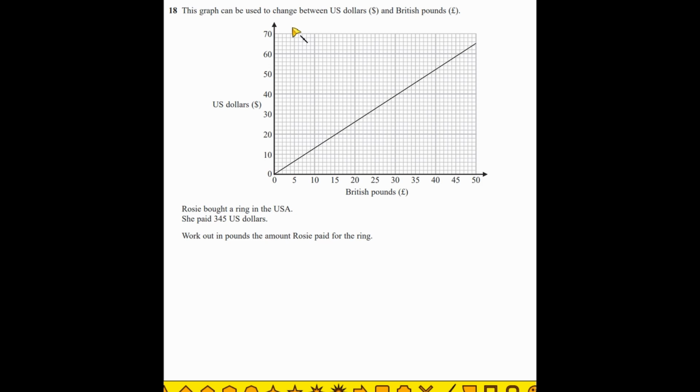I imagine there are a number of different ways you can do this. My immediate thought is to break this down. Now, 345, if I find the price for $30, so I work out the $30 price, and I do that by taking a line from $30 up to the line here very carefully and bringing it down, and it looks to me as though $30 is £23.